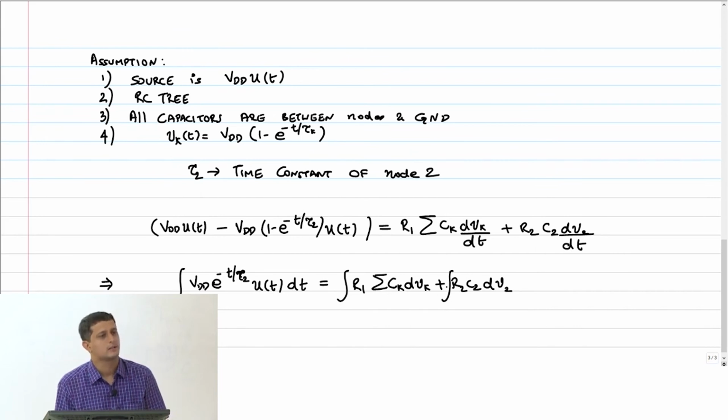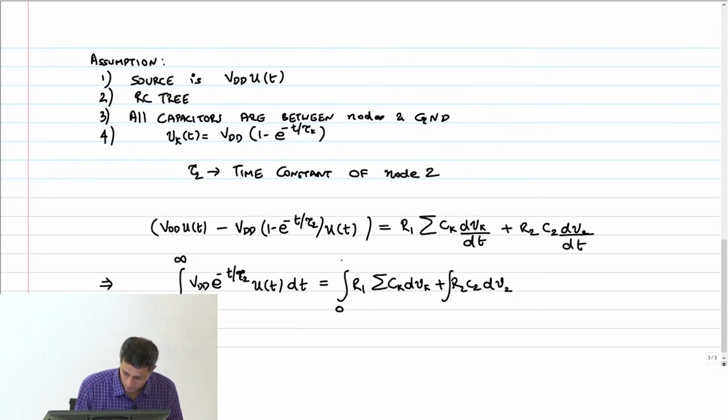All the Vks are going to go from 0 to VDD in how much time? They are going to go from 0 to VDD in how much time? Infinite time. It is an asymptotic thing, right? So this is going from 0 to infinity, 0 to VDD.